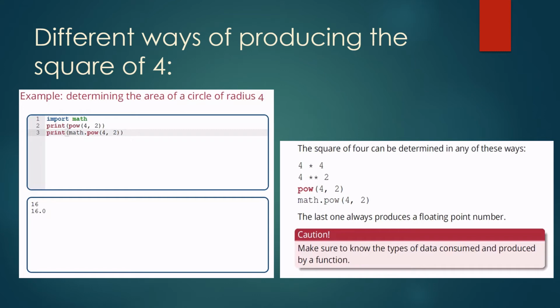So again, lots of ways of finding the square of a number. You can multiply the number by itself. You can use the **2. That's again finding the exponent. You can use the POW function, or you can actually specify you're getting the POW function from the math module. And notice again, if you say math.pow, you for some reason get a floating point number, where if you don't use the one in the math module, you get an integer value.